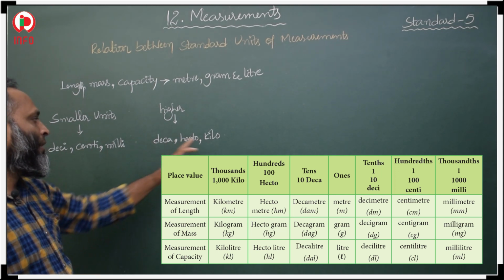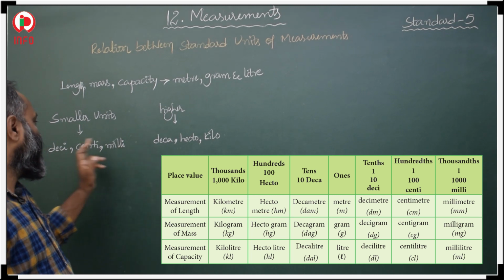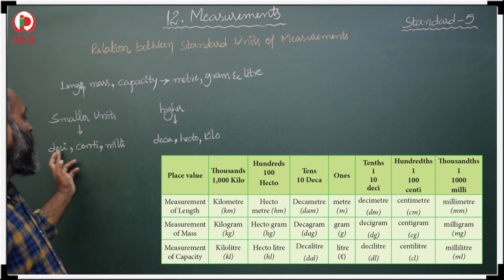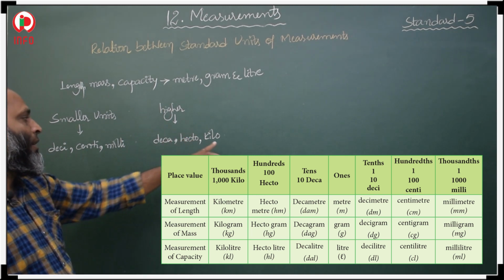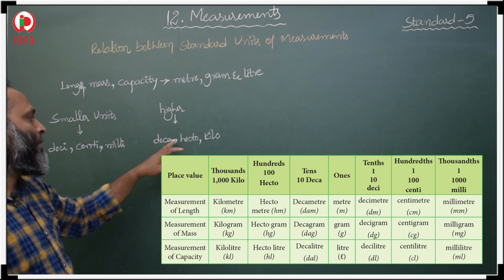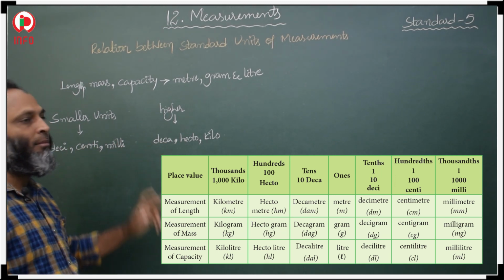In the same way, kilogram, hectogram, decagram and gram, then after that decigram, centigram, milligram. The same way, kiloliter, hectoliter, decaliter and liter, then deciliter, centiliter, milliliter.